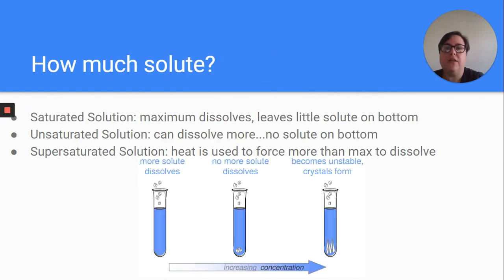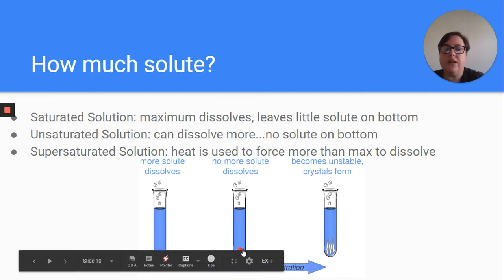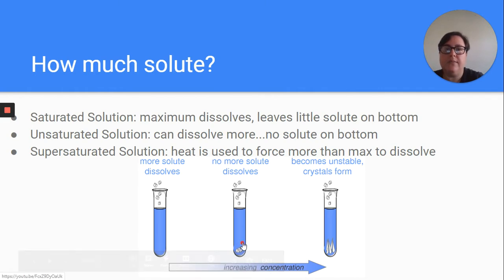Next, we have how much solute will dissolve. We have three terms: saturated, unsaturated, and supersaturated. Saturated is the maximum amount you can dissolve. So here in our middle picture, we can see just a little bit of solute still on the bottom of the test tube. That means we've reached the maximum amount. No more is going to dissolve. If you're at a saturated solution and you keep adding more and more, it's just going to start piling up in the bottom of the test tube.